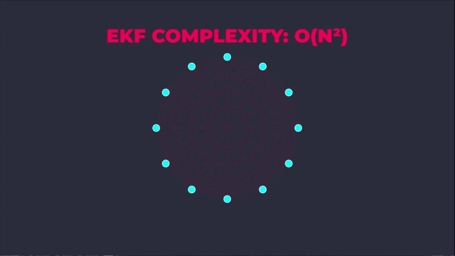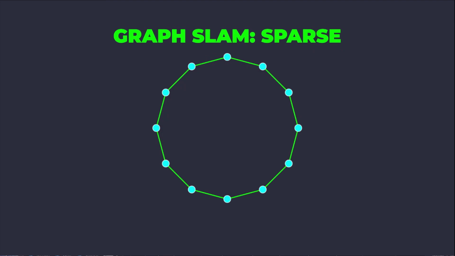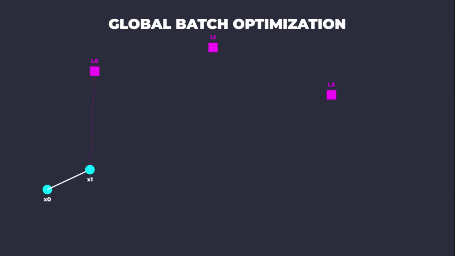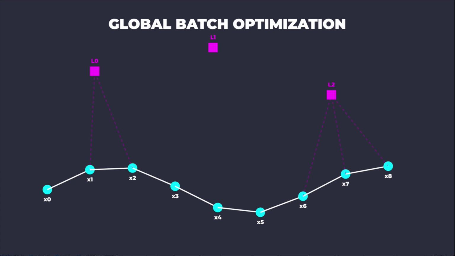Filtering approaches like the extended Kalman filter suffer from quadratic complexity in the number of states, making large-scale simultaneous localization and mapping computationally intractable. GraphSLAM fundamentally shifts the problem from sequential state estimation to a global batch optimization. Instead of propagating uncertainty forward, we model the environment and trajectory as a sparse graph structure. This structure consists of nodes representing robot poses or landmarks and edges representing spatial constraints derived from sensor measurements.